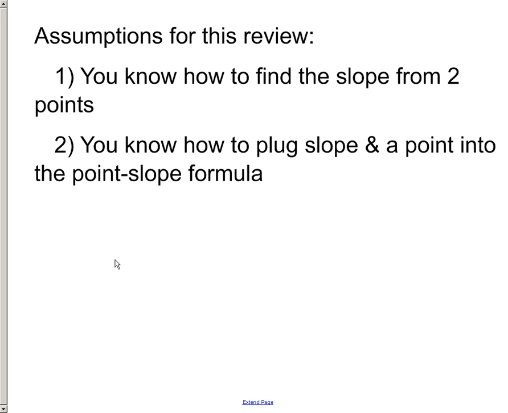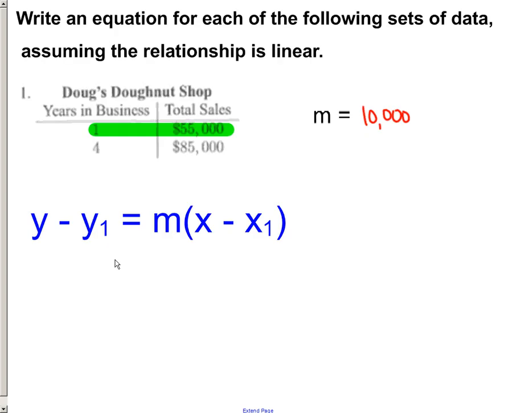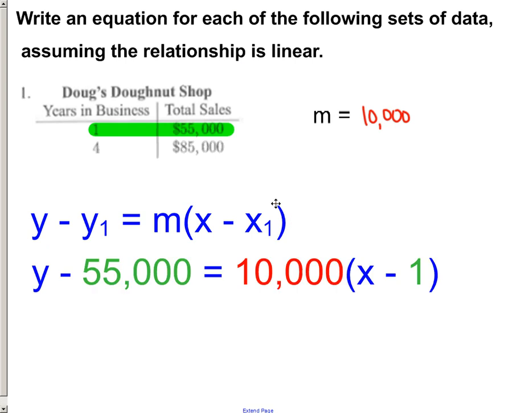I'm going to assume that you know how to find the slope, and I'm also going to assume that you know where to plug the information into the point slope formula. So for number one, you've already done y minus y divided by x minus x, and you got 10,000. The highlighted point of 1, 55,000 is what I'm going to plug into this point slope formula, and it looks like this after I plug that in. Now, that's how we're going to take it from this step on.